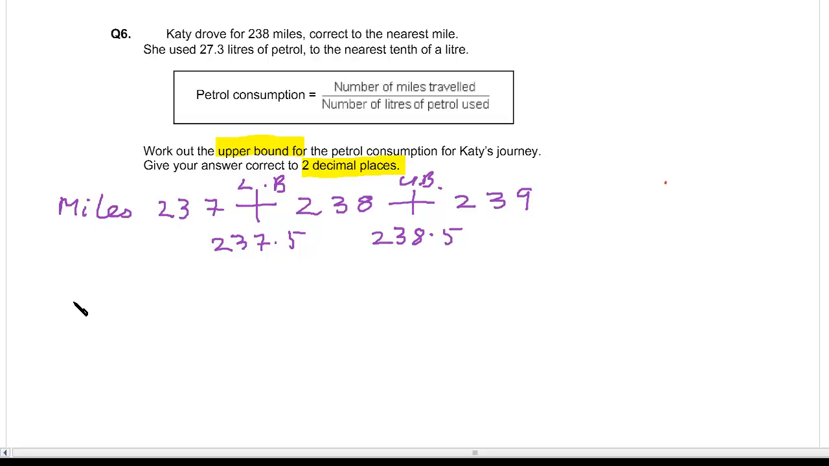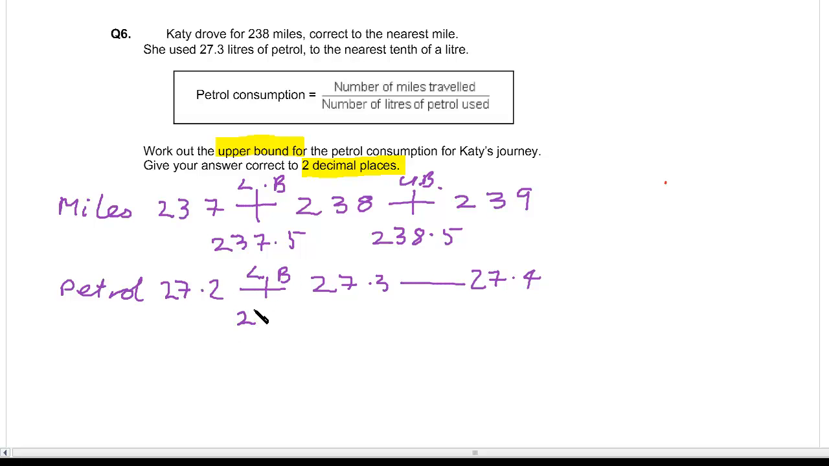Similarly for petrol used, we have got 27.3, and the next value up to the nearest tenth of a litre is 27.4, and the next value down is 27.2. So our lower bound will be 27.25, because that's halfway between 27.2 and 27.3, and our upper bound will be 27.35, halfway between these two values.